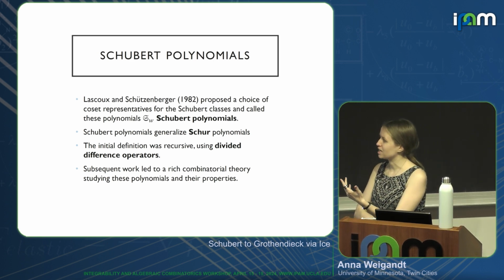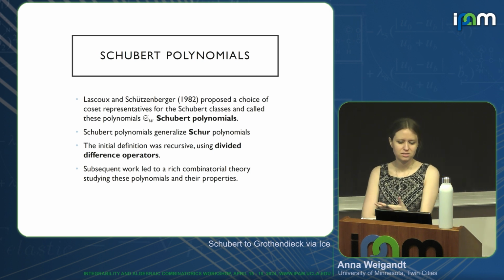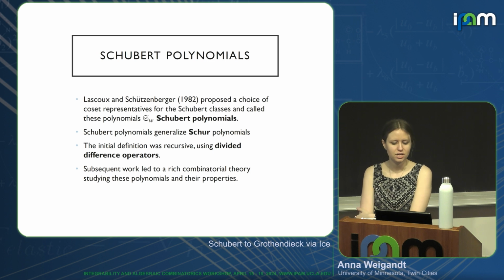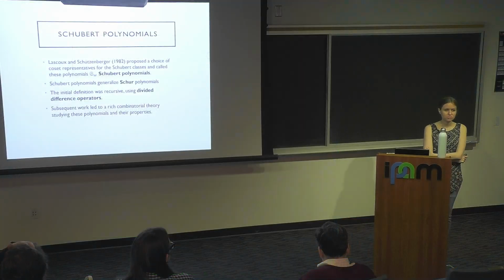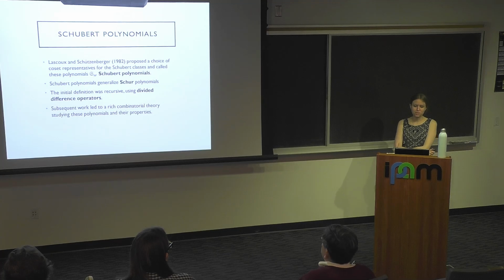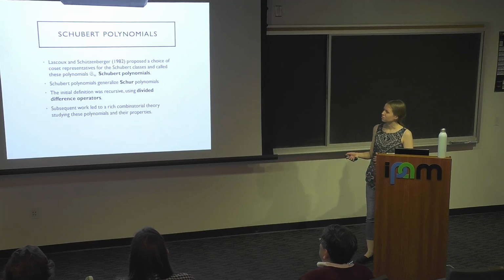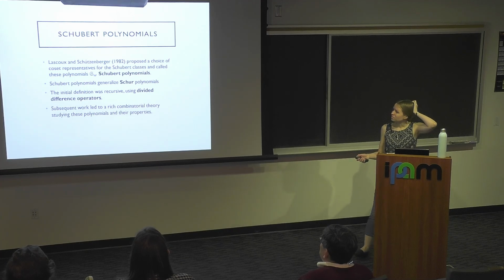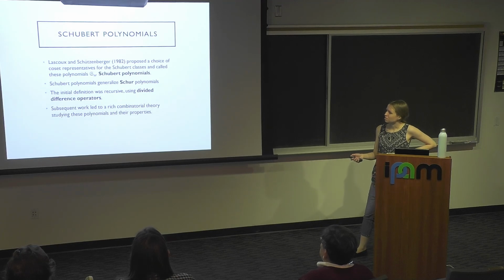Lascoux and Schützenberger said, here's a nice set of representatives for the images of the Schubert classes, and we'll call these Schubert polynomials. A lot of you in the room like Schur polynomials. Schubert polynomials are just a generalization of Schur polynomials. Every Schur polynomial is actually a Schubert polynomial for some permutation. And yeah, sorry, I should have said these are indexed by permutations. If you're talking about the flag variety with n by n matrices, you've got permutations in S_n.